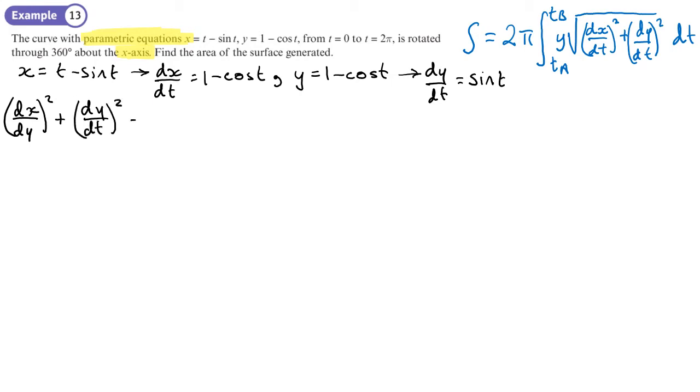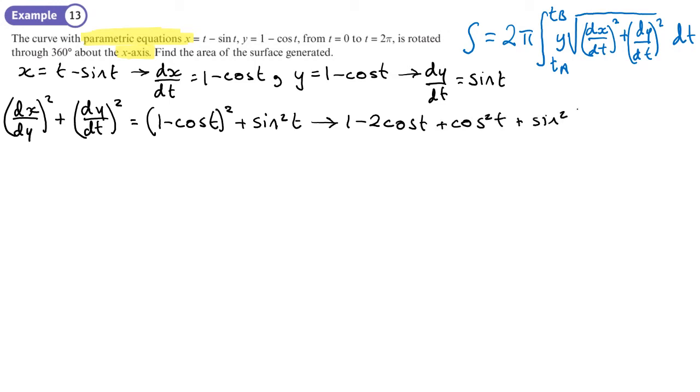Right, so it will be 1 minus cos t all squared plus sine squared t. Right, so if we expand the brackets, we'll get 1 minus 2 cos t plus cos squared t plus sine squared t. Well, I can see straight away, here's my first identity. I can replace that with 1. So this becomes 1 plus 1, so it's 2 minus 2 cos t.